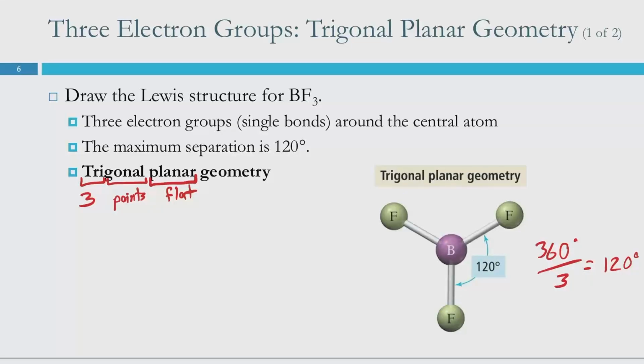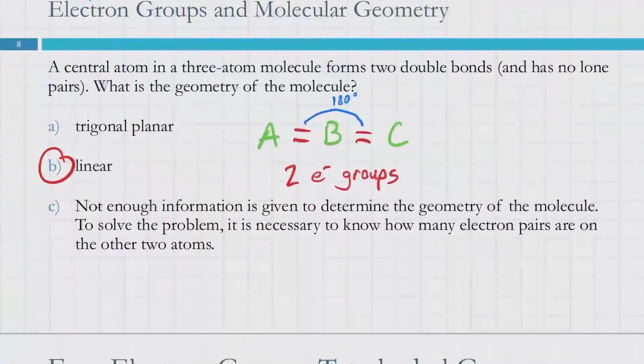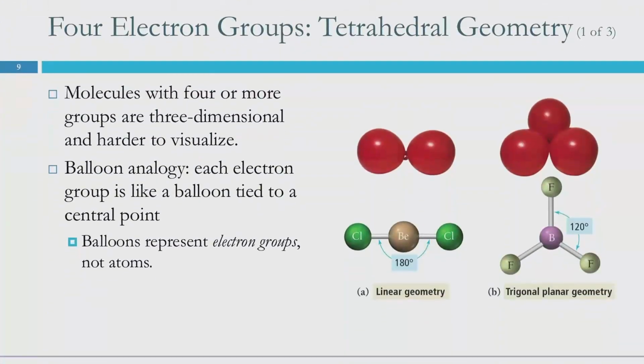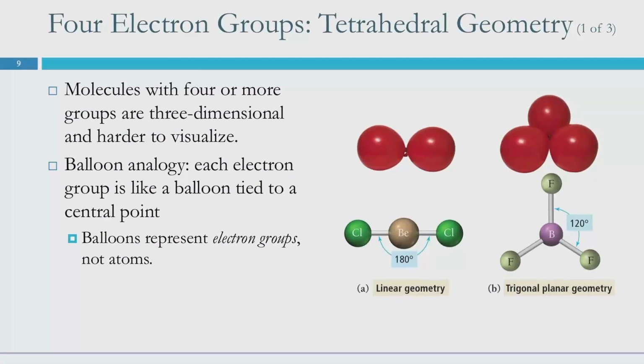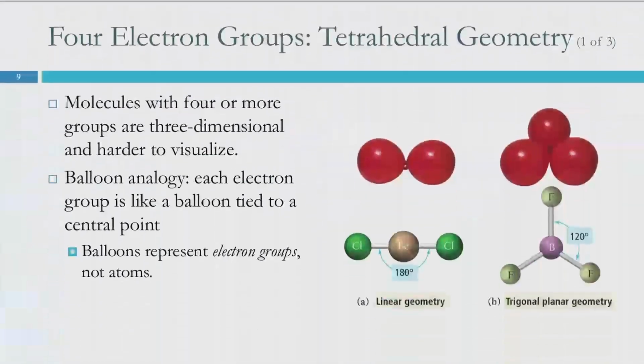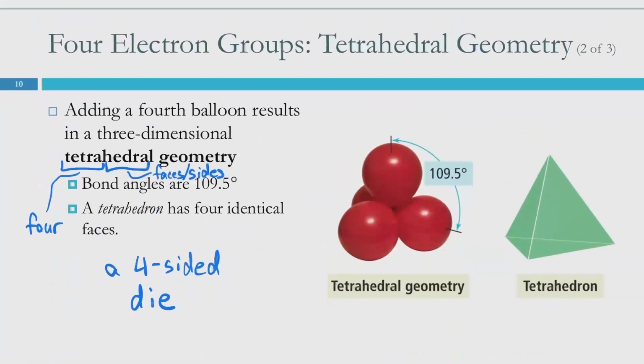It's completely flat in the plane of a piece of paper or a board or a desk or any other thing that's flat. For 4 groups, we have tetrahedral geometry. Now we're branching out into 3 dimensions. Where is that? Here it is, tetrahedral geometry.